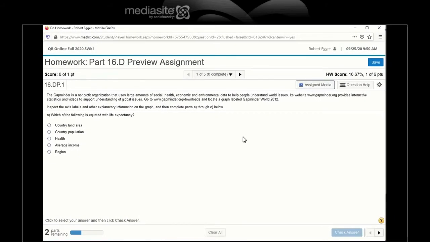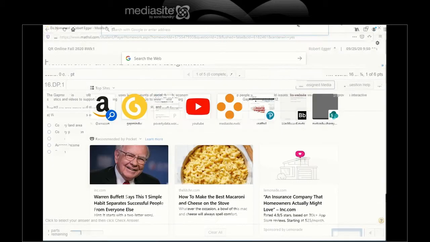Question 1. Gapminder is a nonprofit organization that uses large amounts of social and health data. Its website has interactive statistics and videos. Go to Gapminder to locate the graph labeled Gapminder World 2012. So we've got to go do that now, I guess.